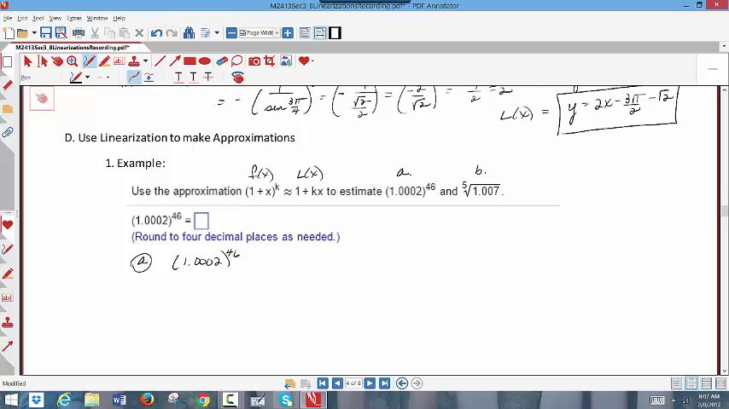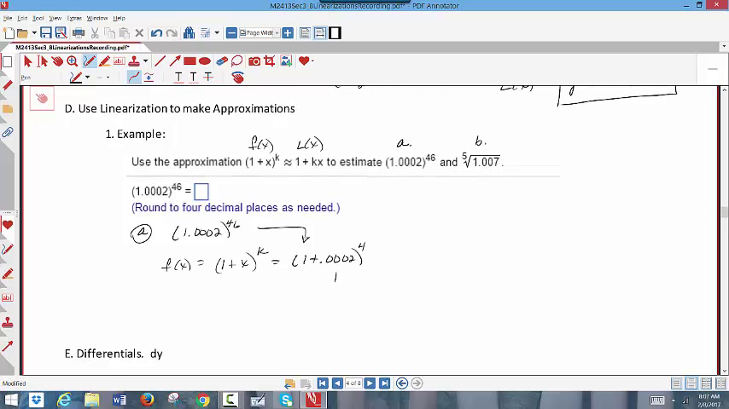All right, so of course we're going to want to write this as f of x. Okay, so here we go. F of x is 1 plus x to the k power. So this question could be rewritten as 1 plus 0.0002 to the fourth power. With that set up now, my x value is 0.0002 and my k is 4.